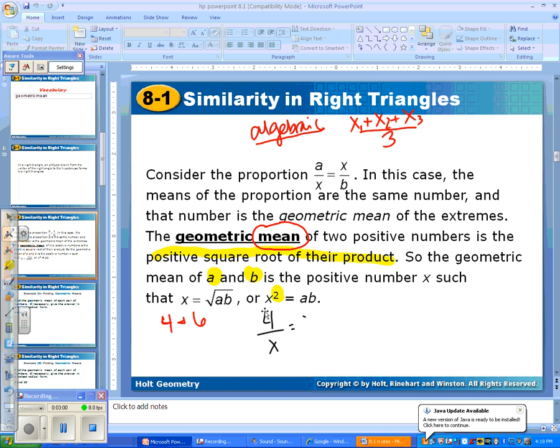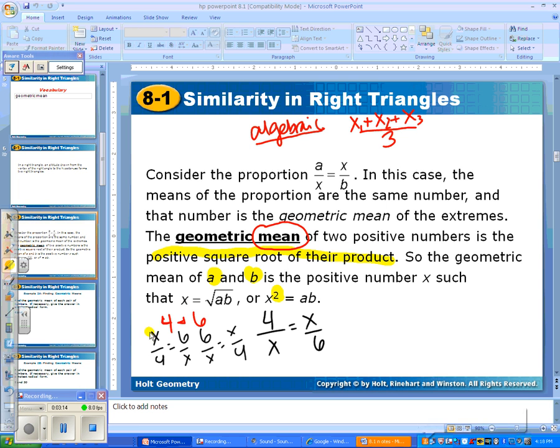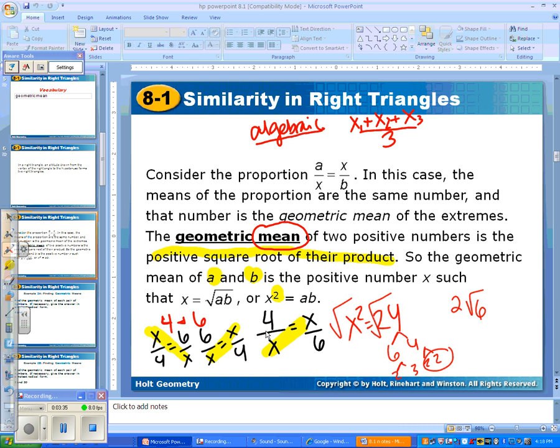4 over x equals x over 6. You can set it up like this. You could set it up as 6 over x equals x over 4. You could set it up as x over 4 equals 6 over x. The only thing that matters is that the x's are across from each other. And that's because when you cross multiply, you're going to get x squared equals 24. And then you square root and you take the positive answer. So 6 and 4, 2 and 3, 2 and 2. You're going to get that the answer is 2 radical 6. So that's the geometric mean of 4 and 6.